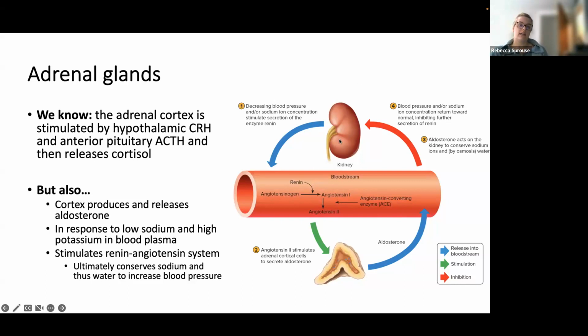Aldosterone is going to tell the kidney to reabsorb the sodium that it's filtering out into the urine. And by reabsorbing that sodium, you're going to have potassium go out into the urine because those two things need to balance each other. And then that will increase blood pressure.